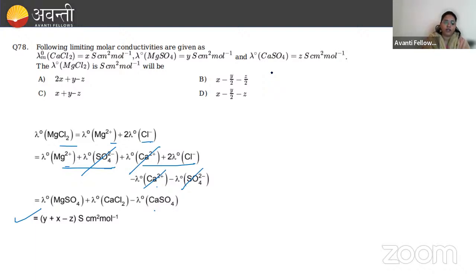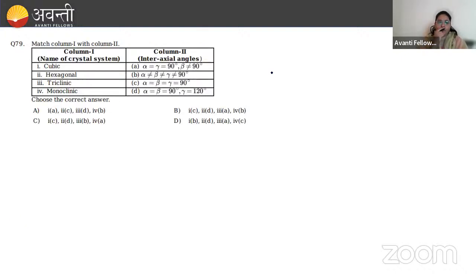Okay. चलो आगे का क्वेश्चन ले लूँ. Next question, match the following columns, column 1 and 2. So this is a very easy question. We just have given crystal system and we need to match them with their interaxial angles. So you know for cubic all the angles are equal to 90 degree, and you know for triclinic all the angles are not equal to 90 degree. Just match these two, you will be good to go with the options.